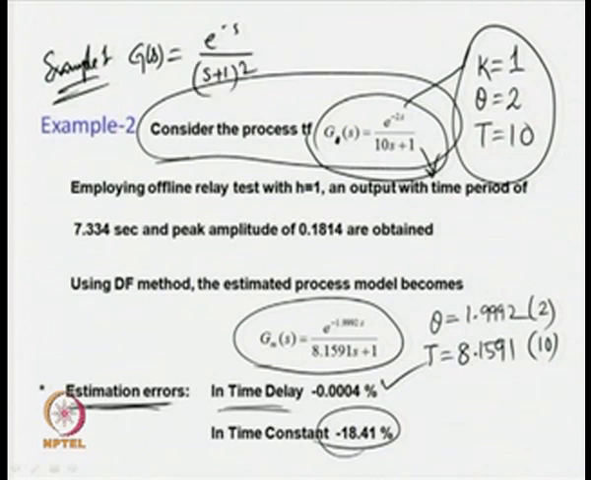So, we had a second order process and the estimation errors for the time constants and time delays are found to be negligible. Whereas, for the second example the estimation errors are not so negligible, because in the case of time constant the estimation error is something more than 18%, which was not the case in example 1. So, this point is to be taken care of.